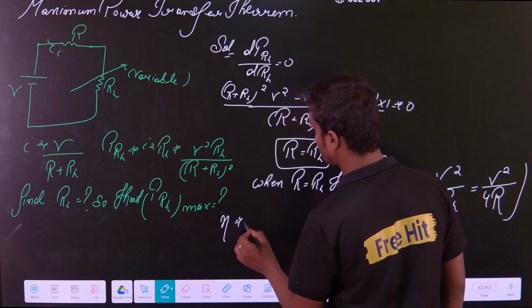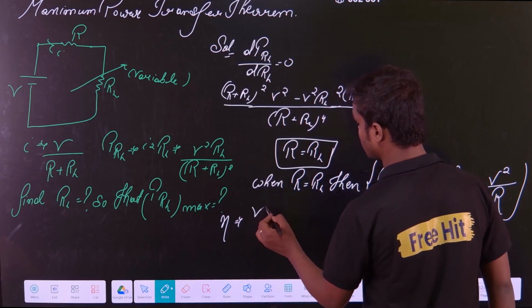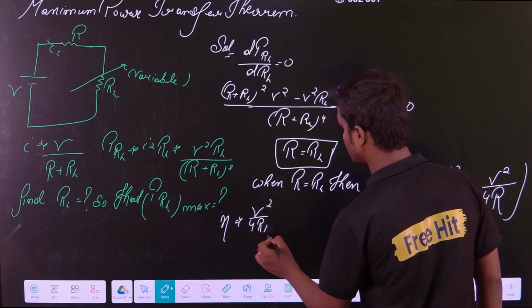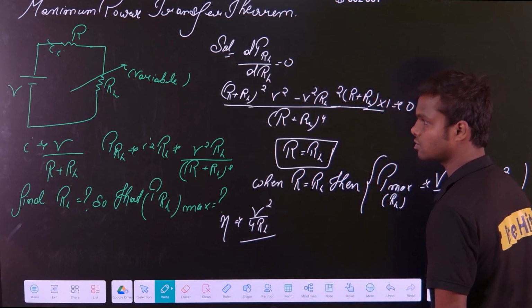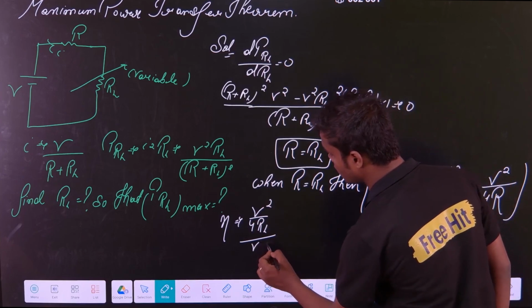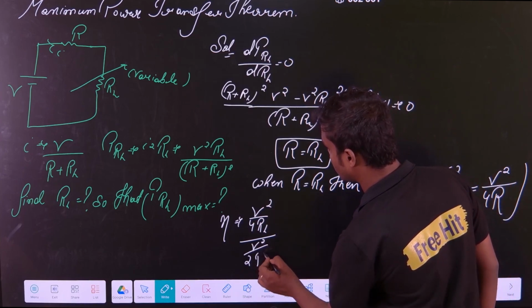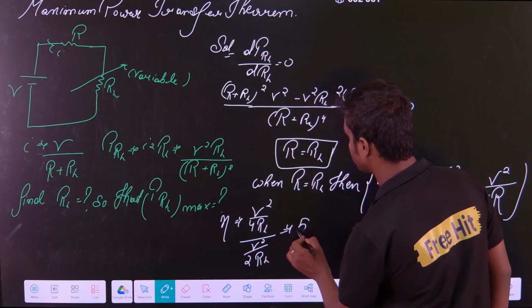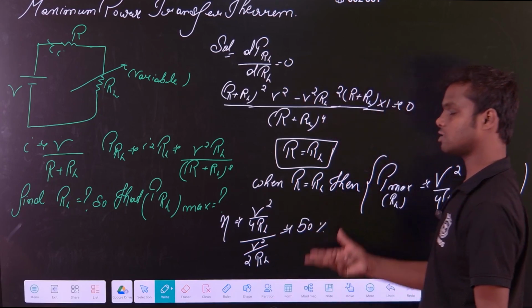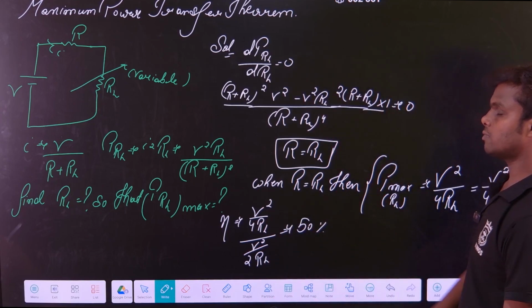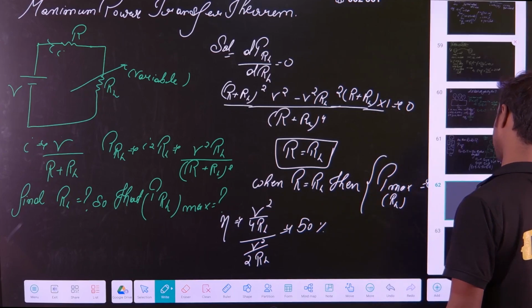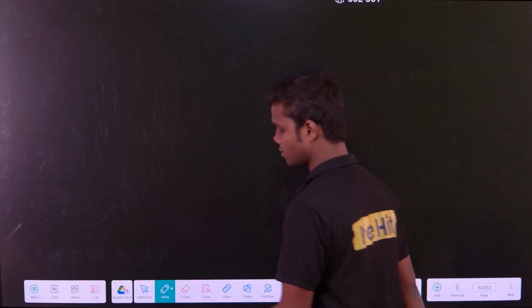Efficiency is what? What is the output power? Output power is this much, V square by 4 RL. What is the input power? Input power is V square upon 2 RL. Correct. So what is the efficiency? That is 50%. Correct. Maximum efficiency is 50%. Means whatever power you supply, you will get 50% as output power. Clear. And a lot of other things are also there.